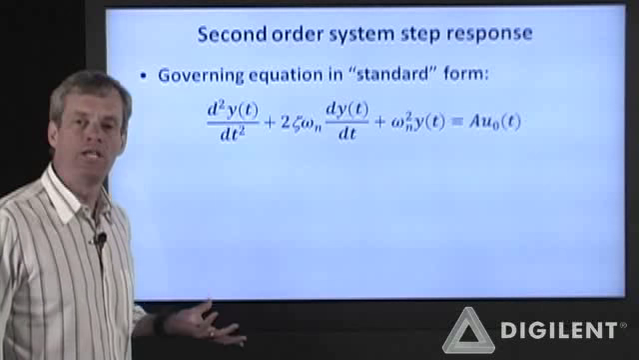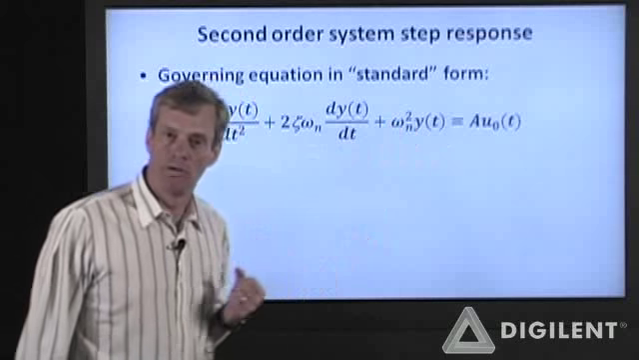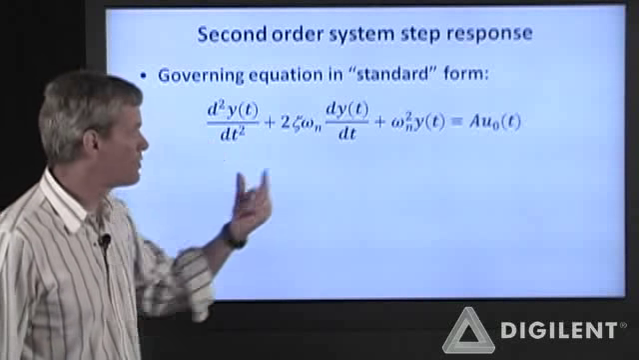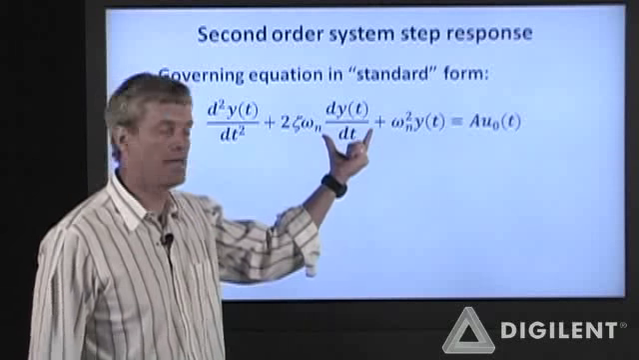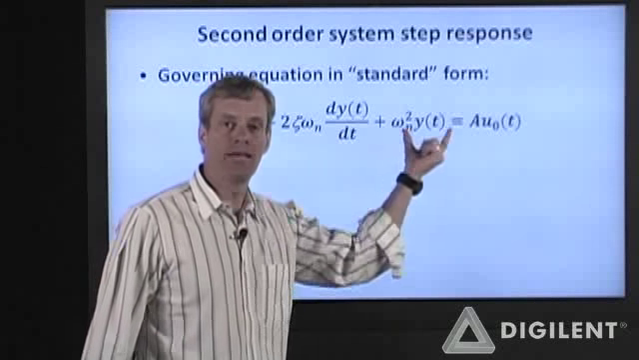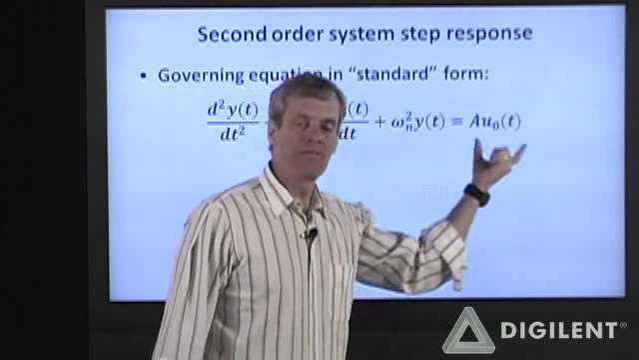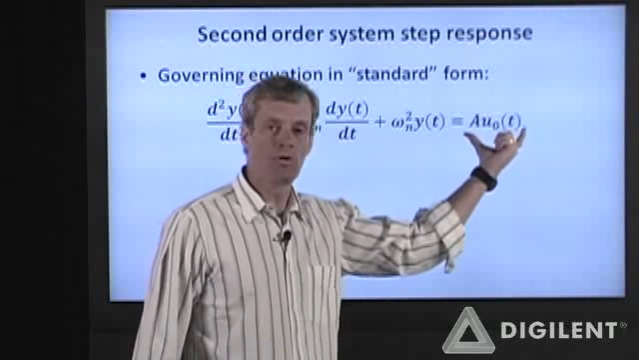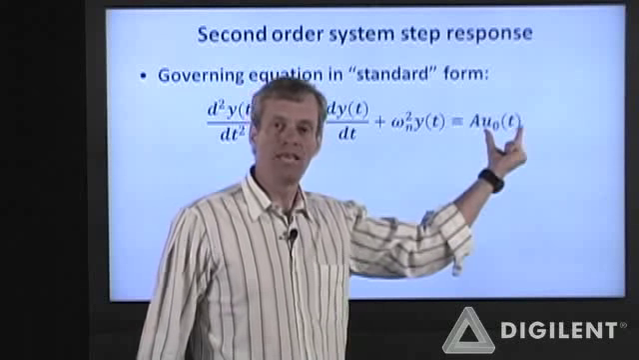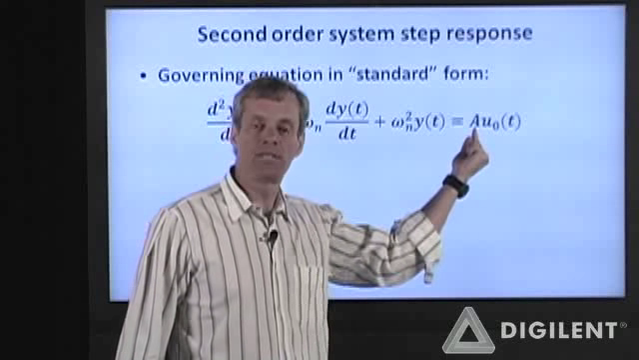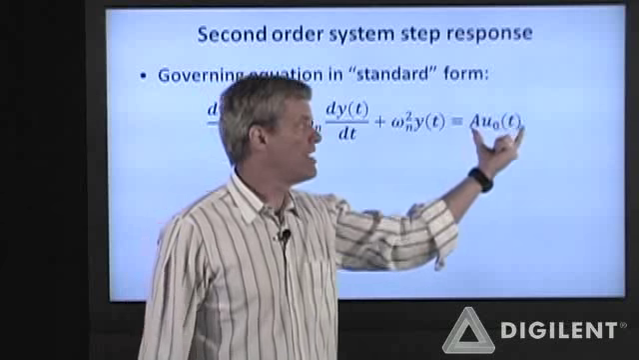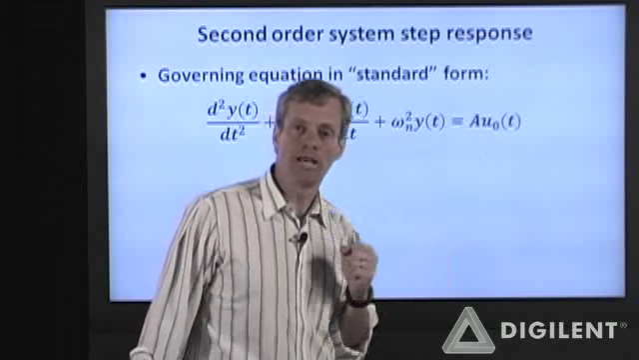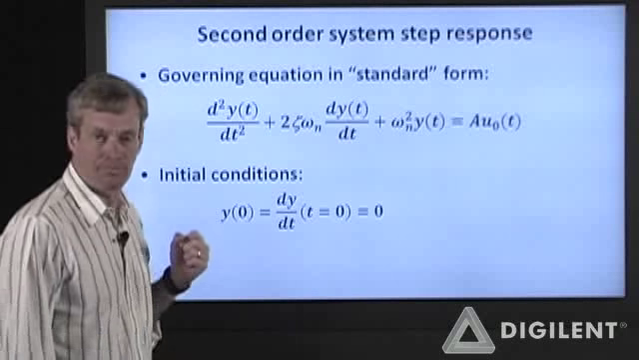Our governing equation is going to look a lot like the natural response equation. It's still in this standard form, d squared y/dt squared plus 2 zeta omega_n dy/dt plus omega_n squared y. However, rather than having this expression be equal to 0, it is now equal to our forcing function, which is a unit step multiplied by some scaling factor A. So my input is 0 for times less than 0 and A for times greater than 0.